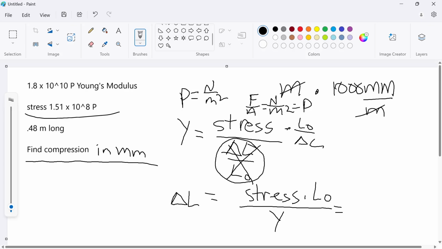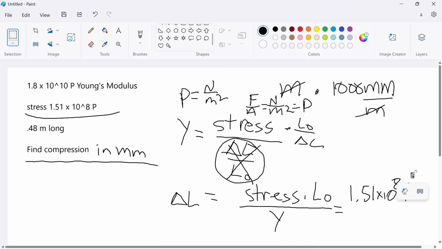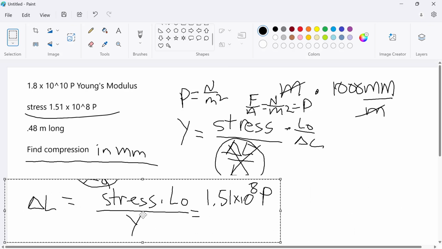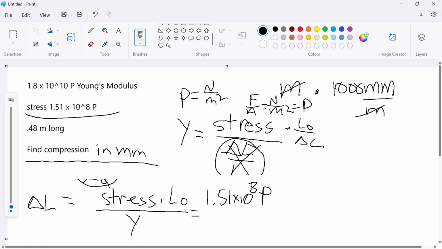And in this case, the stress is 1.51 times 10 to the 8th pascals. Somehow I have to make more room, so I'm going to move this over a little bit. So 1.51 times 10 to the 8th pascals times 0.48 meters, and I'm putting in the units so I make sure I get the right units at the end, divided by 1.8 times 10 to the 10th pascals.